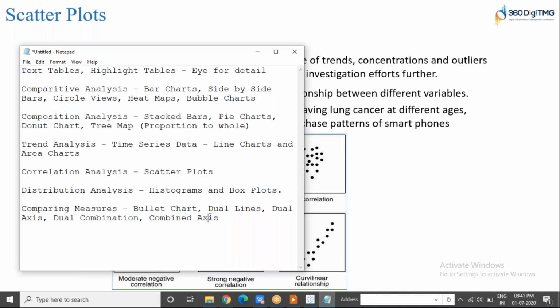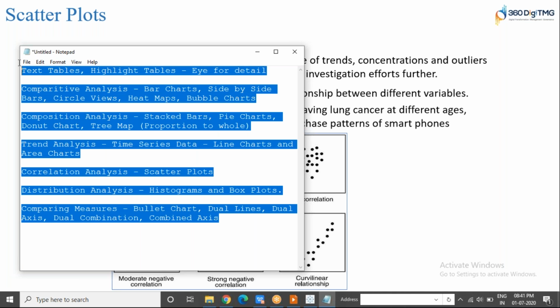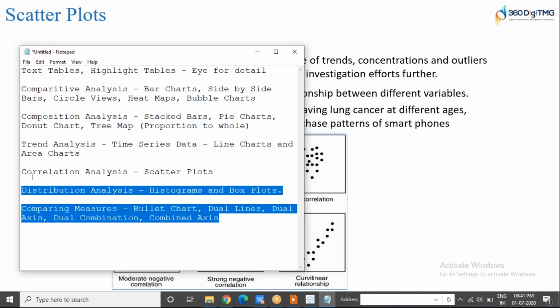Rank we will discuss when we get to quick table calculations. Rank is a quick table calculation. Now, we are going to discuss scatter plots.